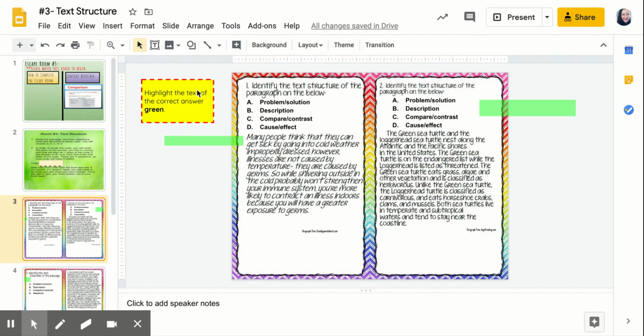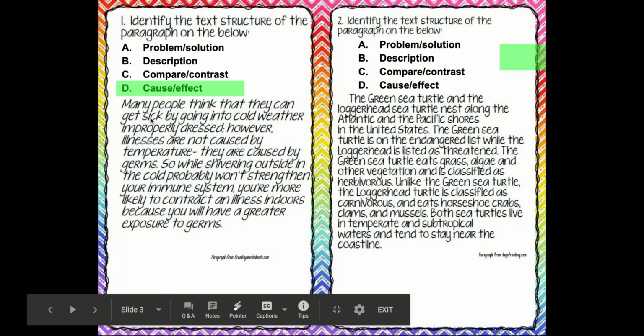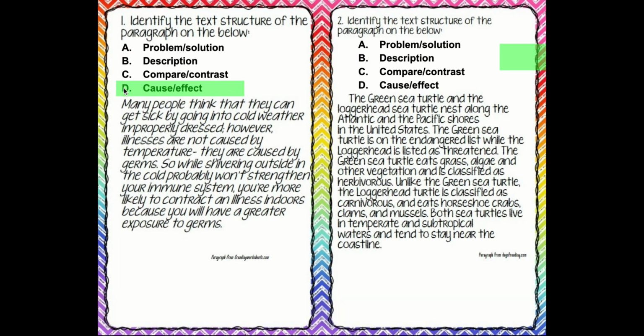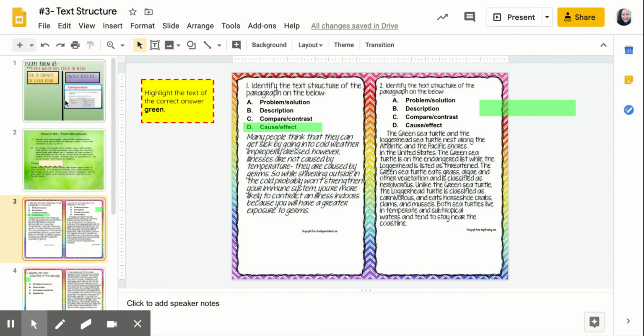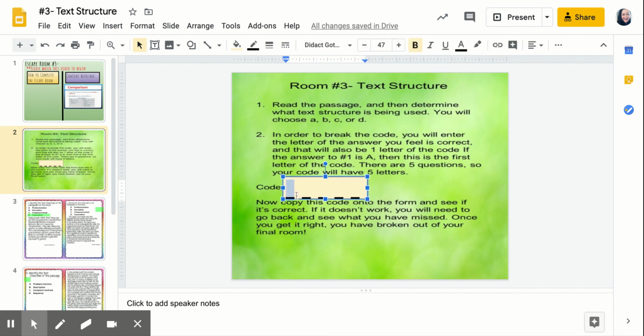I'm going to put this into edit mode. I'm going to pick this up and I'm going to highlight my correct answer. Now, because the letter choice answer here is D, see how we picked D, cause and effect? That letter is going to be the first letter of the code. So I would go here and put it right there.